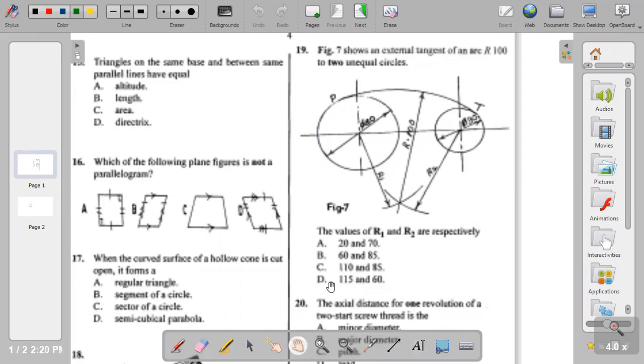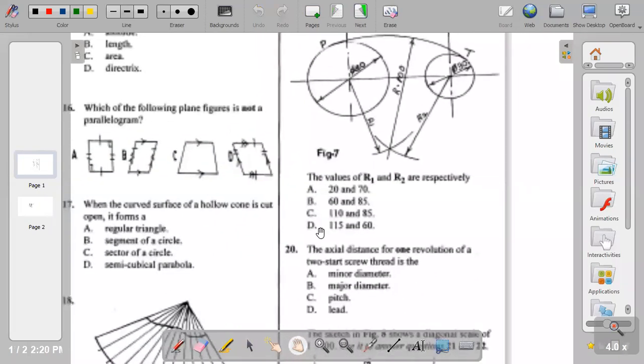I move on to question 20, which is the last question for this section. The axial distance for one revolution of a two-start screw thread is the A, minor diameter, B, major diameter, C, pitch, D, lead. The answer to question 20 is D, lead.